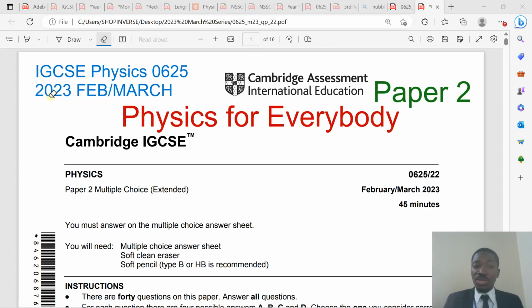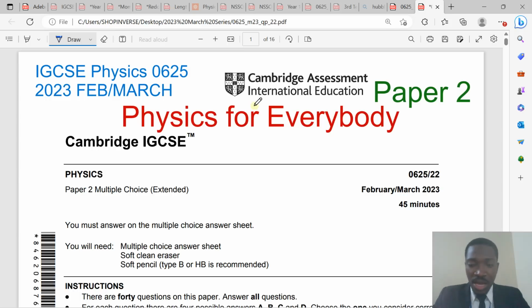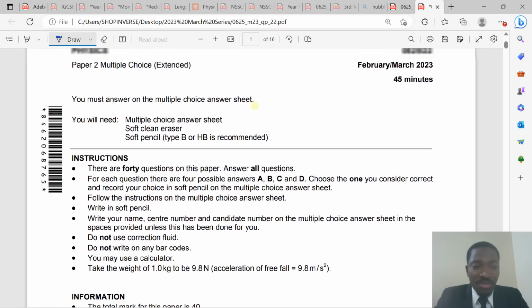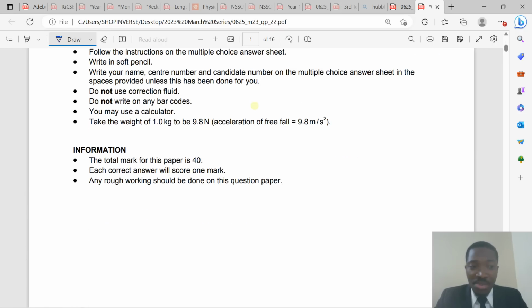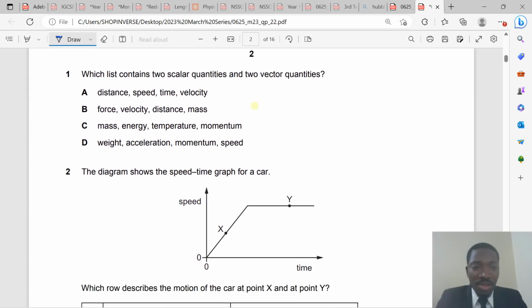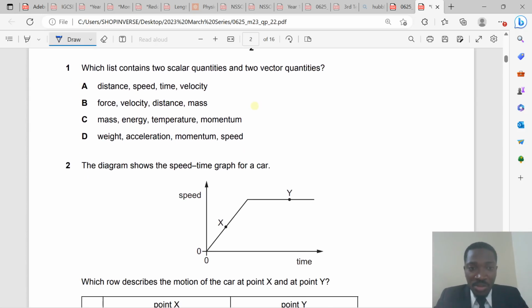Today we'll be solving your 2023 February-March Physics 0625 Paper 2, your IGCSE Physics. And we'll be using the new curriculum which covers from the year 2023 to 2025. This is the curriculum where we discuss space physics for the first time. Okay, not for the first time in IGCSE though, but recently this is the first time we're touching space physics. So make sure you watch this video from beginning to end so you learn how to answer questions on that.